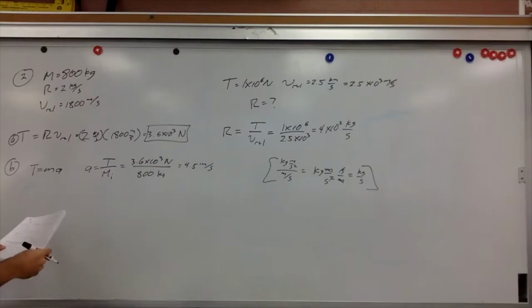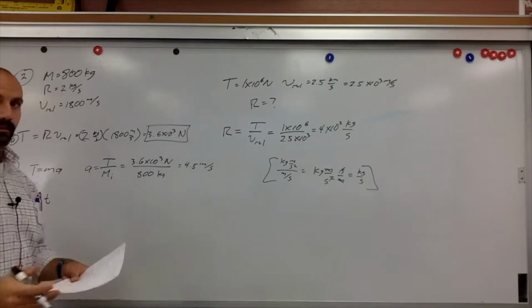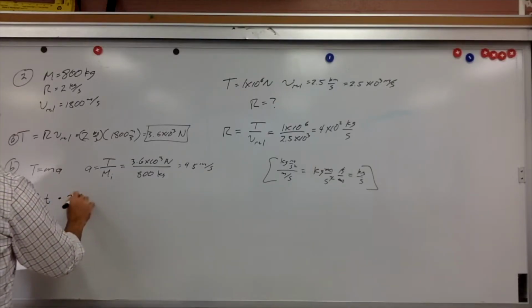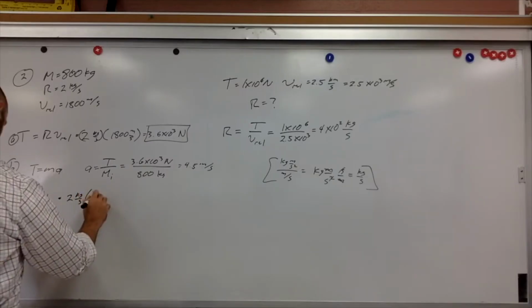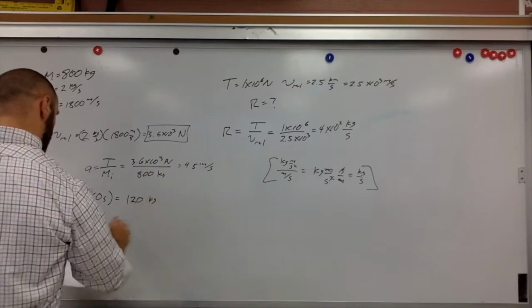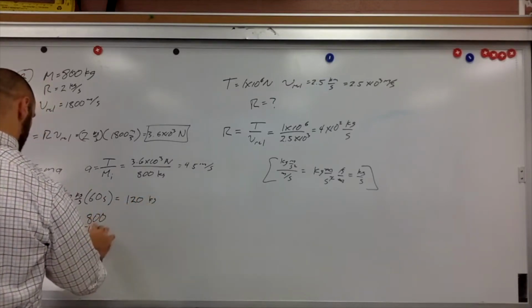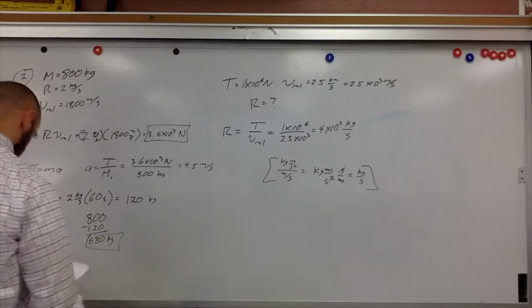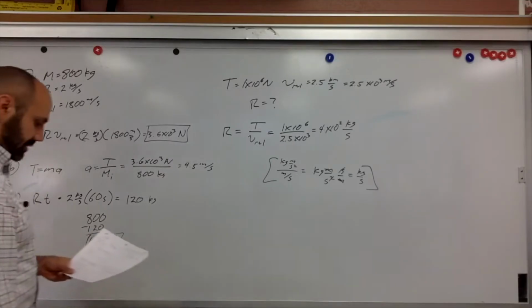Next thing is the mass remaining after the burn. We know the rate. If we do the rate times the time, that'll tell us the change in mass, how much mass has been lost. So this is going to be 2 kilograms per second times 60 seconds. So we lose 120 kilograms. So we start off with 800, we lose 120, and so we end up with 680 kilograms.